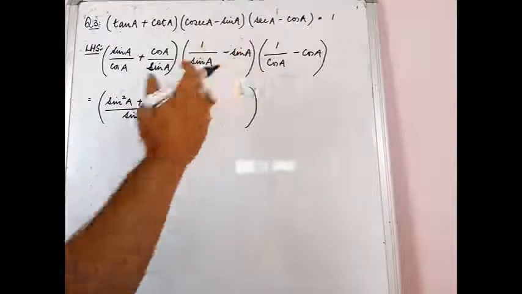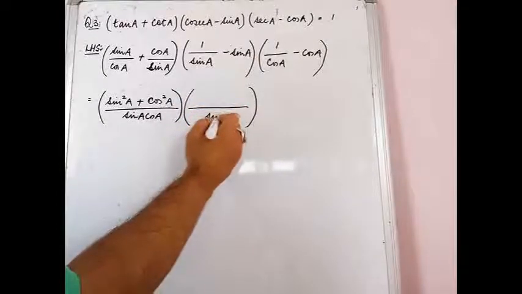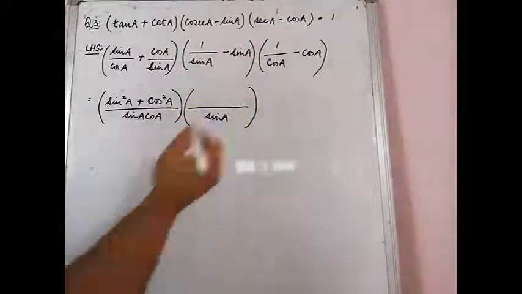Okay, but as of now, let us move on to the second bracket. Obviously, in the second bracket also, when you take the LCM, you will get the LCM as sin A, because there is nothing here.